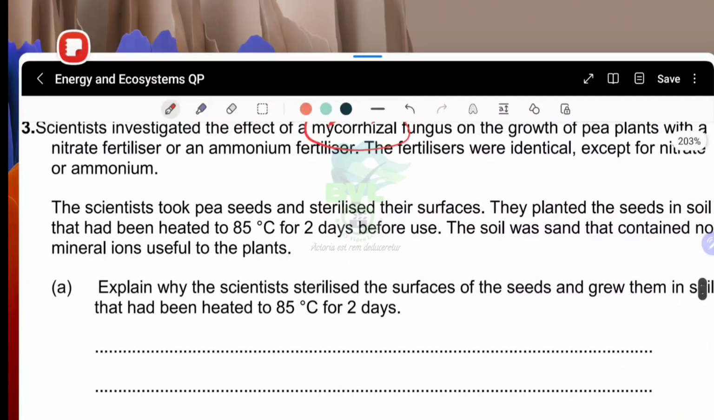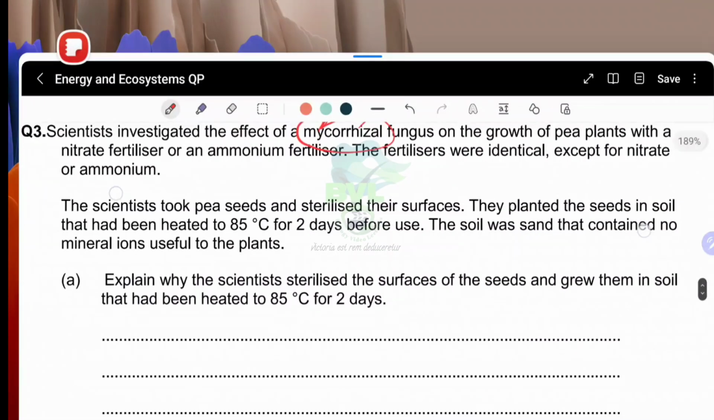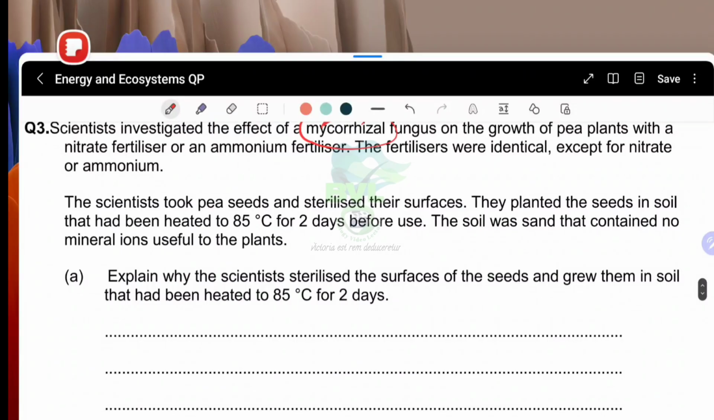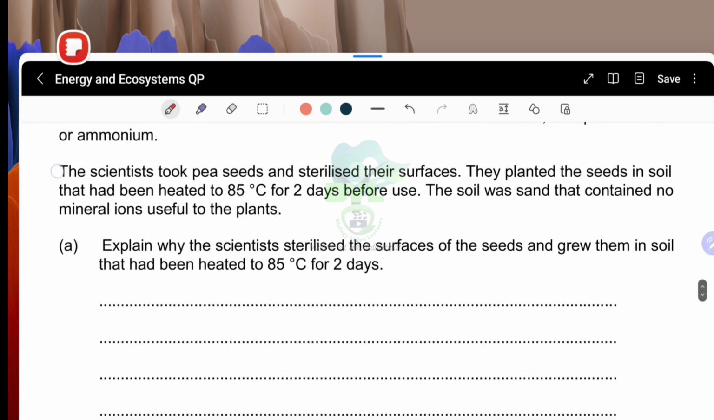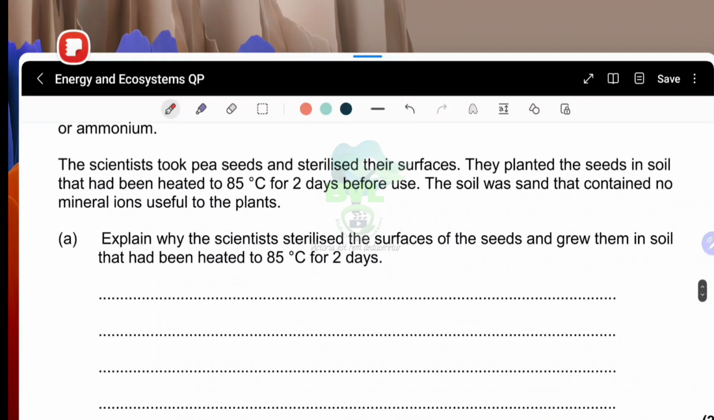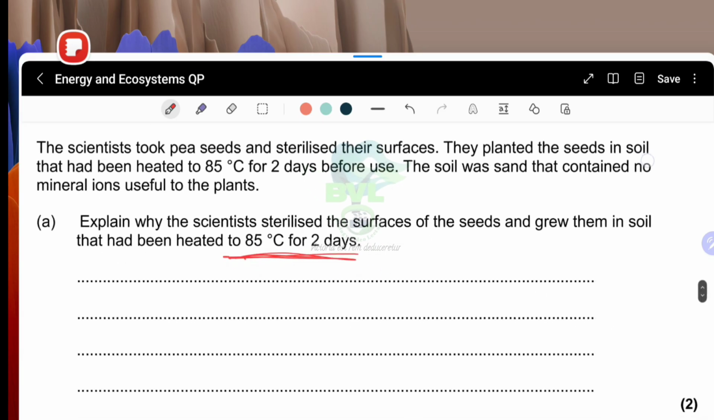So the scientists took the pea seeds and sterilized their surfaces. They planted the seeds in soil that had been heated to 85 degrees Celsius for 2 days before use. The soil was sand and contains no mineral ions useful to the plants. Now, explain why the scientists sterilized the soil and the surface of the seed, and then grew them in soil that had been heated to 85 degrees Celsius for 2 days. Why did that happen? So, Maka.